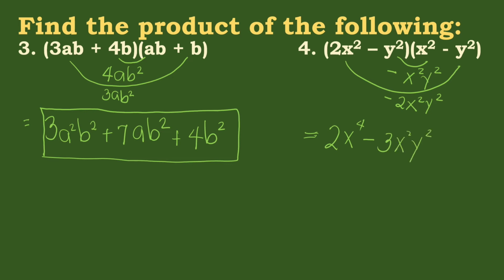And finally, we have the last terms, negative y squared times negative y squared. That would give us positive y raised to 4. So this would be our final answer.